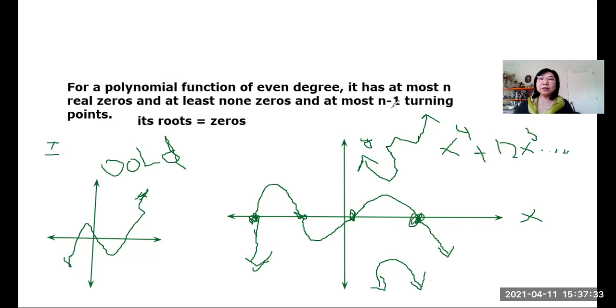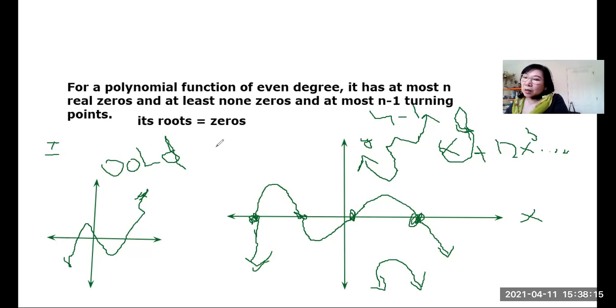Now let's talk about at most n minus 1 turning points. I have to show you a little bit. What does n minus 1 mean? Let's say this polynomial function is x to the power 4. N minus 1 means 3, because 4 minus 1 is 3. So maybe this polynomial function is x to the power 4, but only has 3 turning points instead of 4 turning points. And that's why they say at most, up to, n minus 1 turning points.